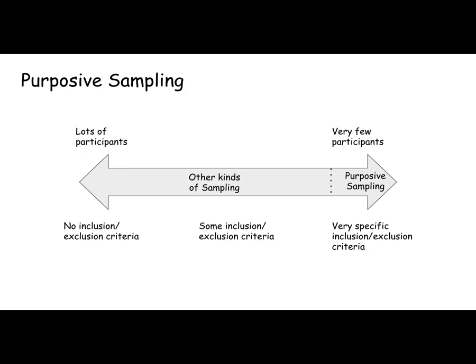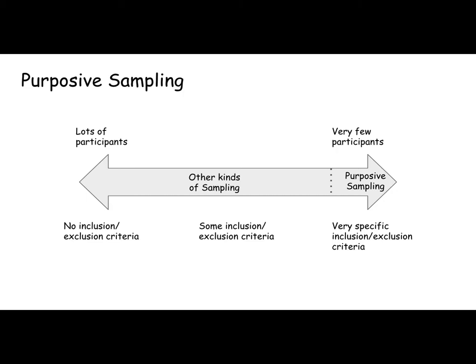So it's typically done for qualitative research because they're only going to interview 2 or 3 or 5 people in the entire study, and they want to get 5 people that have very specific experiences so that they can span the range of what they're looking for. That's a purposive sample.